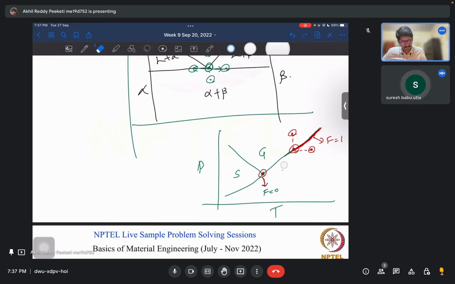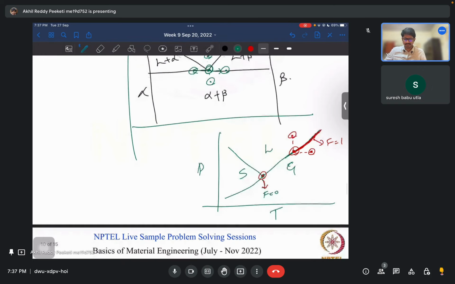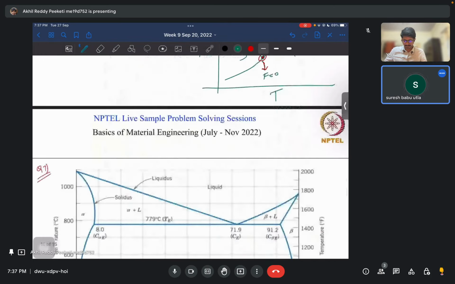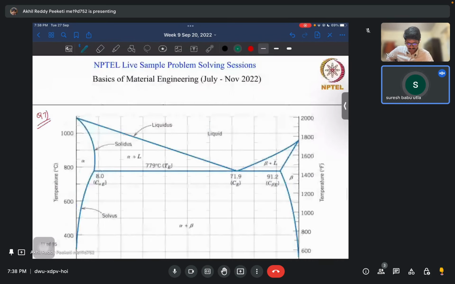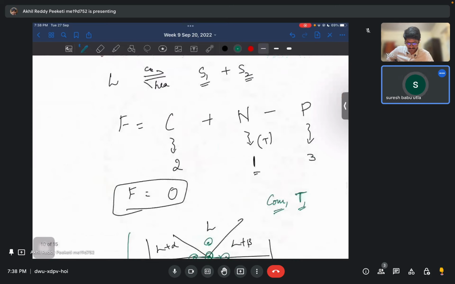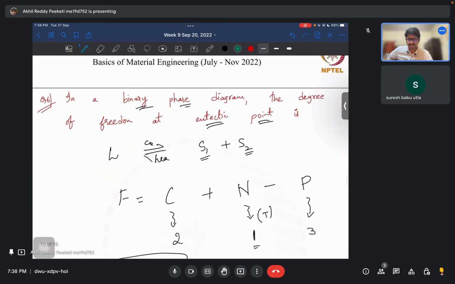So this is liquid. Now is this clear? The degrees of freedom? Yes. So let's move on to the next question.